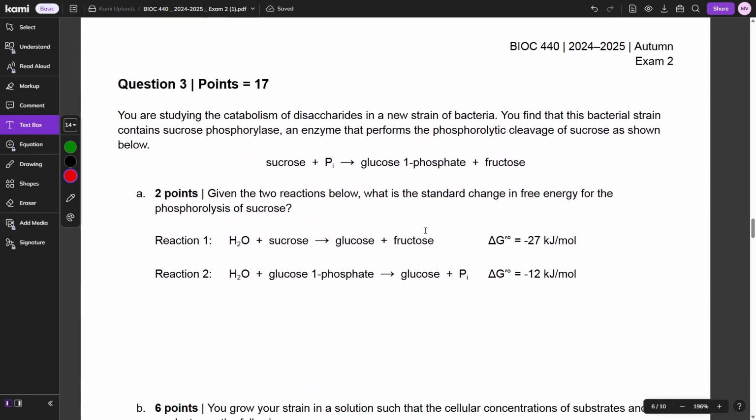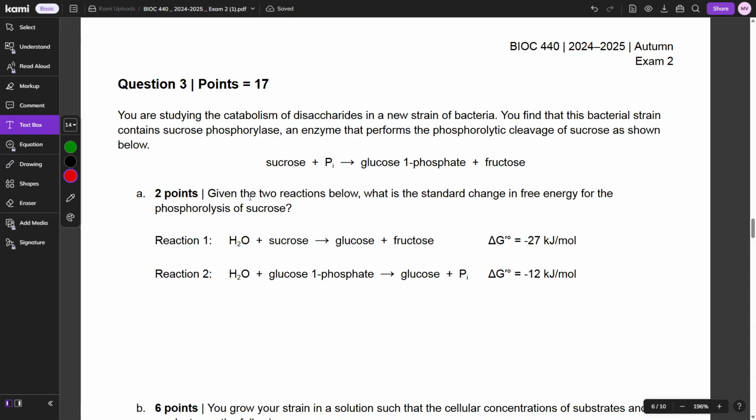If you look at this, all you got to do here is just do some addition. You're basically studying the catabolism of this disaccharide, and you find this bacteria strain contains this sucrose phosphorylase. It's an enzyme that phosphorylates, or breaks apart, sucrose into fructose and glucose, which you should know the structures of, by the way. Cleavage of sucrose is shown below. So we're using a phosphorylase with an inorganic phosphate, similar to glycogen phosphorylase, if you remember that. And we're making this kind of weird thing here.